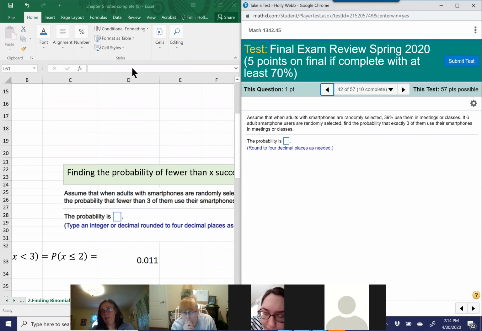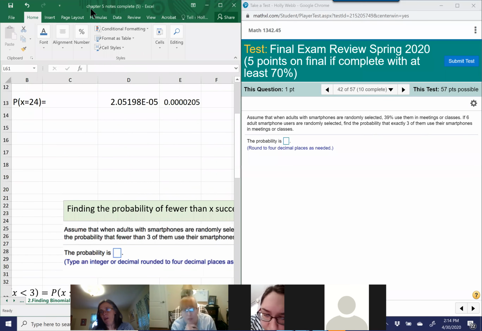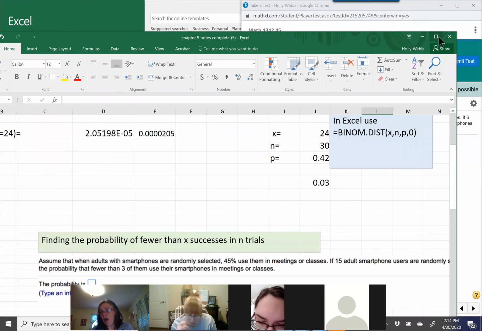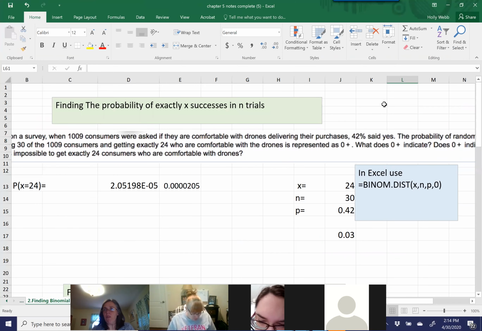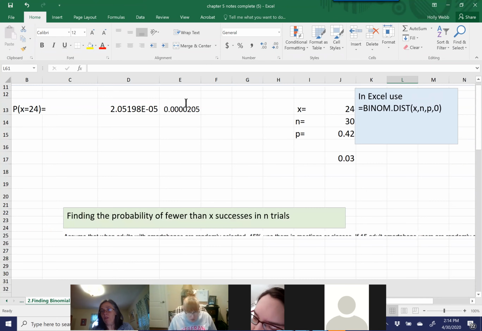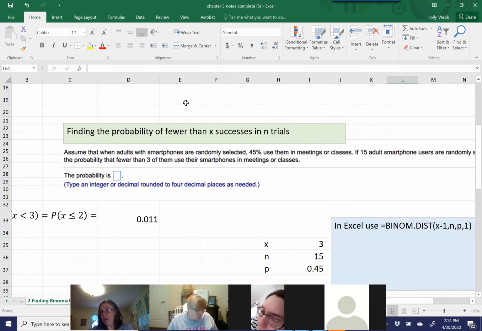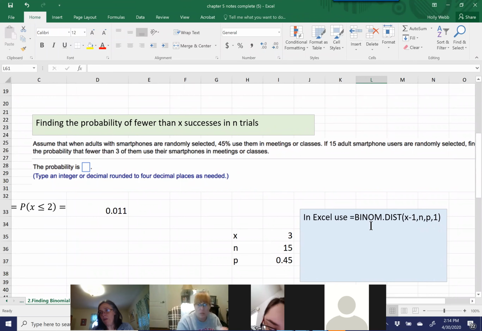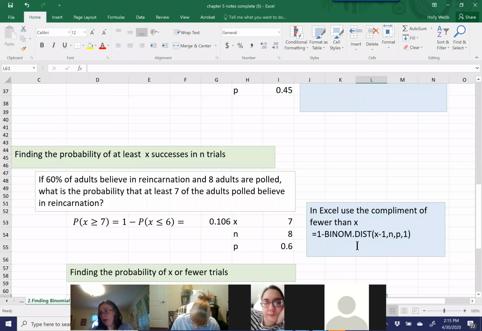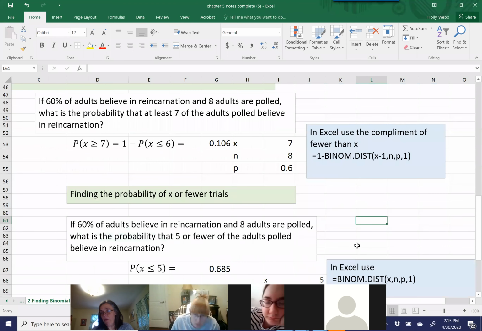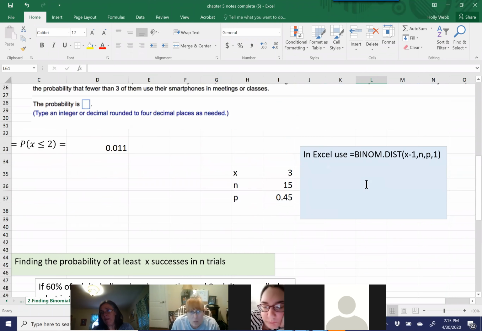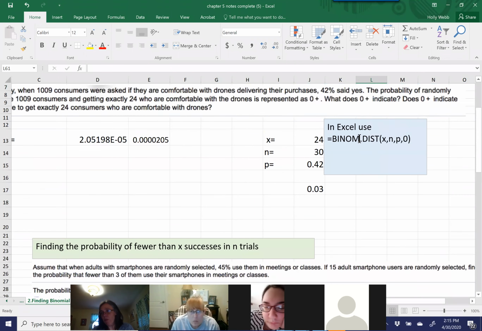So if you remember this page from chapter 5.2, it's got several examples on it. This one is exactly X, so that's the one we're going to use. You also have fewer than X, and then you've got the formula for that over here. You have at least X, which is greater than or equal to, and then you have X or fewer, which is another example. But we're going to use the one that says exactly. And so the formula is right here.